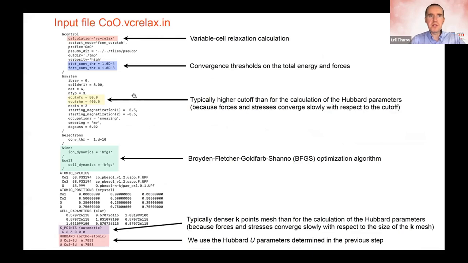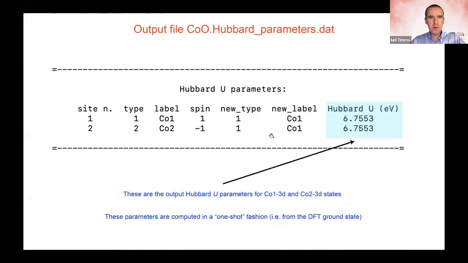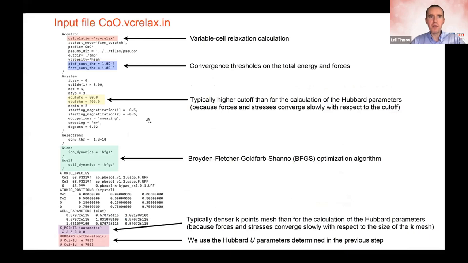This is so because forces and stresses converge slowly with respect to the cutoff, and also with respect to the k-point mesh. So here we use 6x6x6, and in the previous input it was 3x3x3. From our experience, VC-relax requires higher cutoffs and denser k-point meshes. Then we need to specify the IONS and CELL namelists. Here we use the BFGS algorithm for the structural optimization that moves ions and computes forces and stresses.